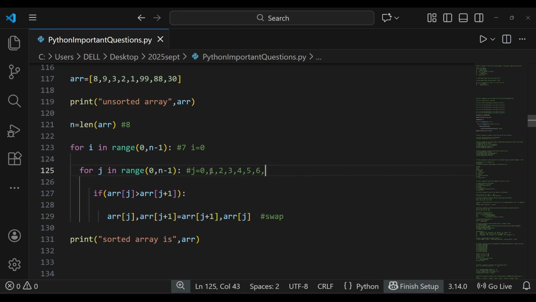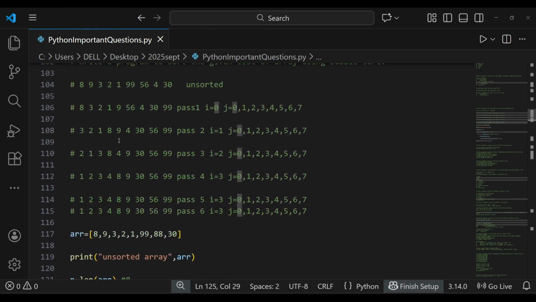When we say up to 7, that means it has to reach 0 to 6, that is 7, isn't it? So every time it has to start with I 0 and then go through locations 00, 01, 02, 03, 04, 05, 06. In this way it has to exchange. So in the example 2 1, 2 has to be exchanged with 1. So 1 will be here, 1 2 3, then 4 is already exchanged. So 4 8 9 30 56 99.